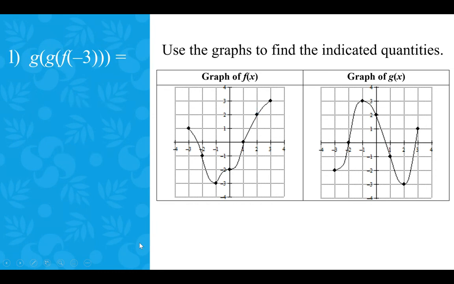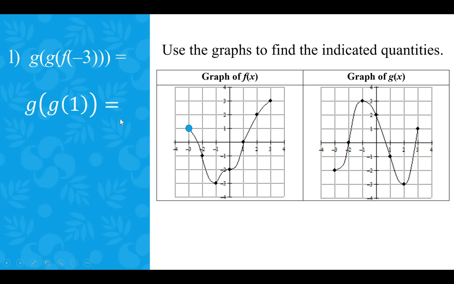Let's try another example where we have several embedded compositions. The way we would say this is g of f of negative 3. But we start in the middle with f of negative 3. F of negative 3 is 1. So we take f of negative 3 and replace it with the number 1. Now I'm finding g of 1.